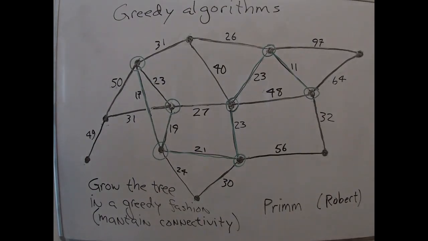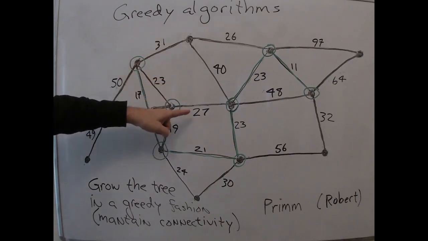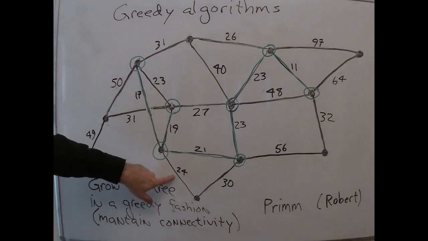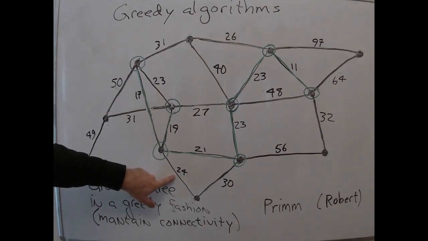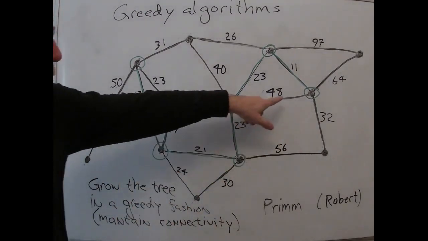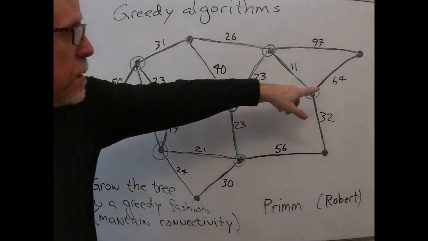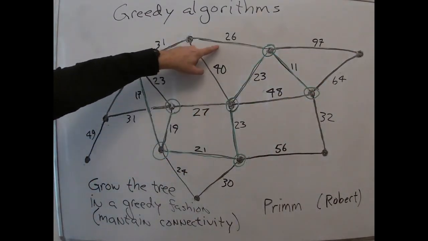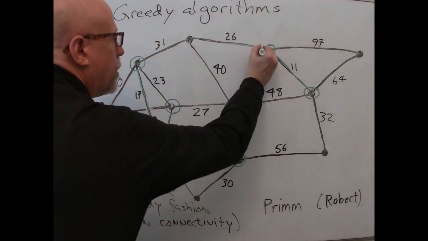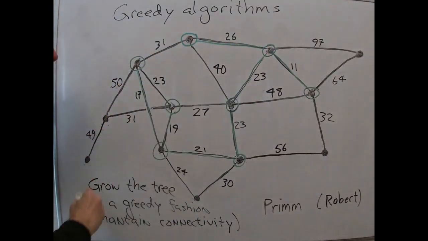I guess I try to be systematic and go around here. 31, 50, 31. 27 would not be legal because it goes between two green nodes. 24, that's good. Is that the lowest I've seen thus far? Yeah. 30, 56, nope, not 48, that goes to a green node. Certainly not 64 or 97. 26, ooh, I think that's a new low. Yeah. So that's the cheapest way to expand the graph out from there.